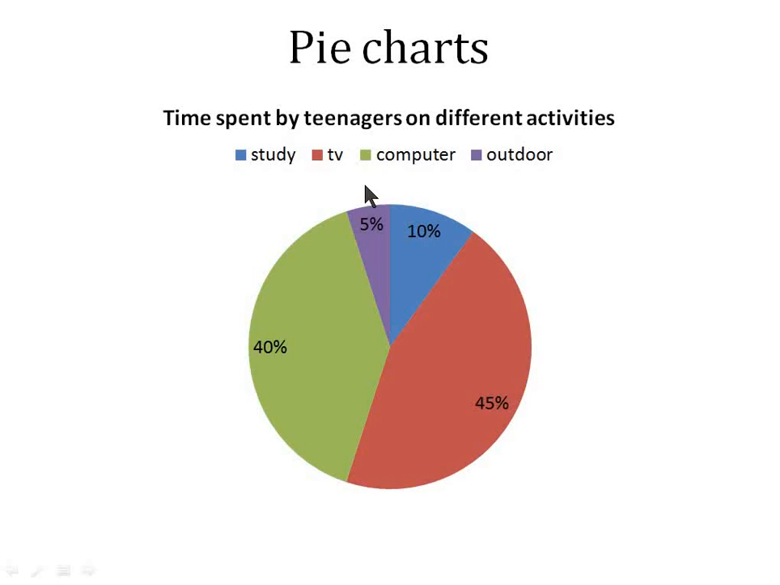So the pie chart describes time spent by the teenagers on different activities such as study, TV, computer, and outdoor activities. Approximately 45% of the time teenagers spend on watching TV, which is maximum. Minimum time, that is only 5%, is spent on outdoor activities. 40% of the time teenagers spend on computers and only 10% of the time is spent on study. In conclusion, the teenagers spend least amount of their time on outdoor activities.